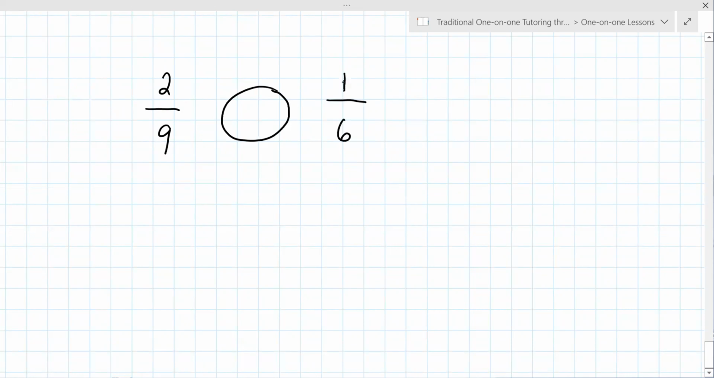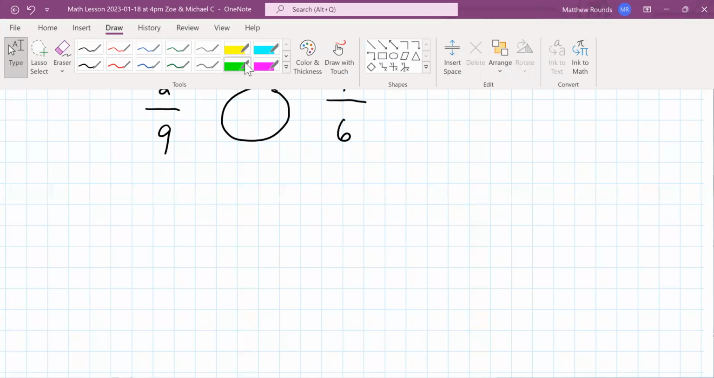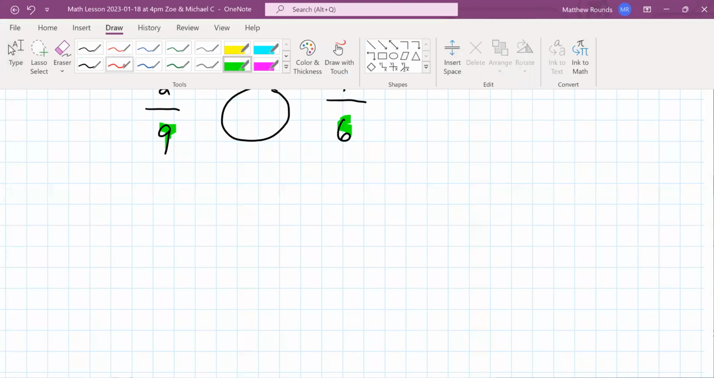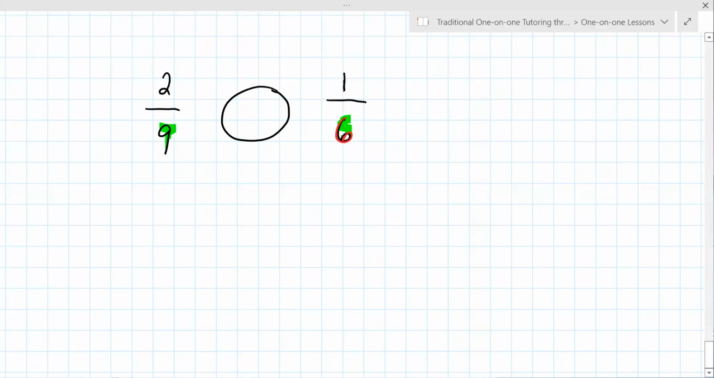Okay. There's no way to make the 6 turn into a 9 or the 9 turn into a 6. So in this case, you take the 6 and multiply the numbers on the other side both by 6. Can you tell me what 2 times 6 is? 12. And how about 9 times 6? 54. Good.